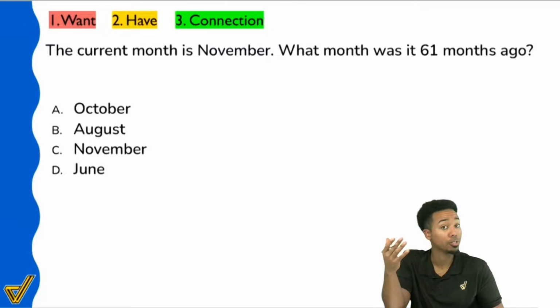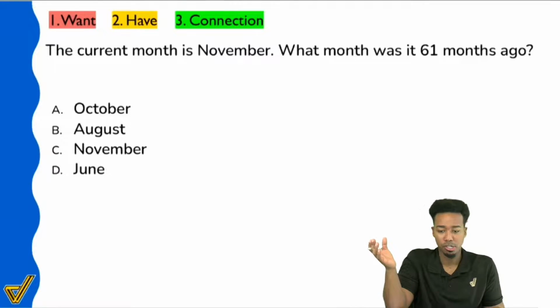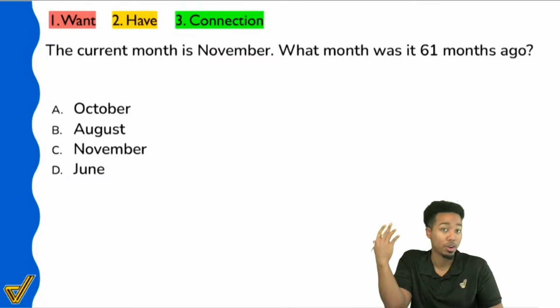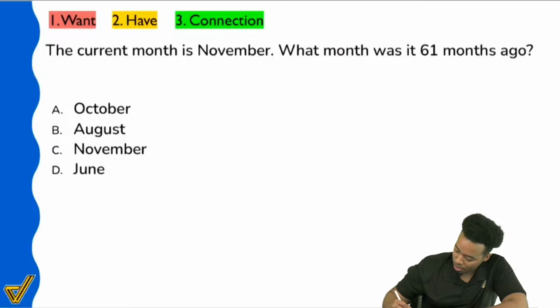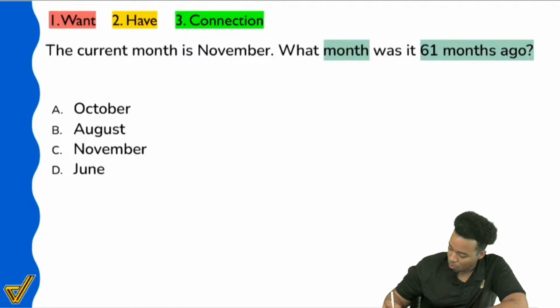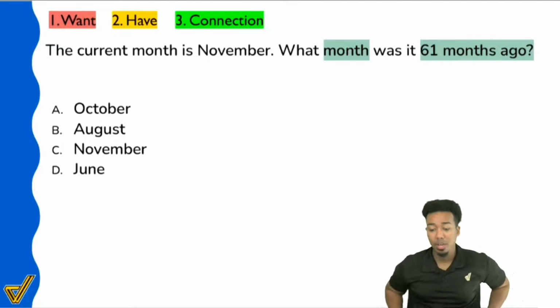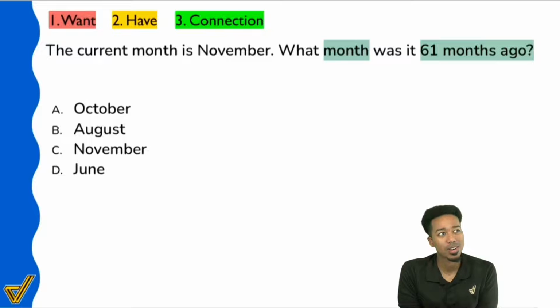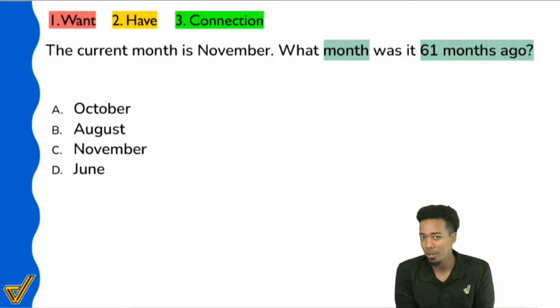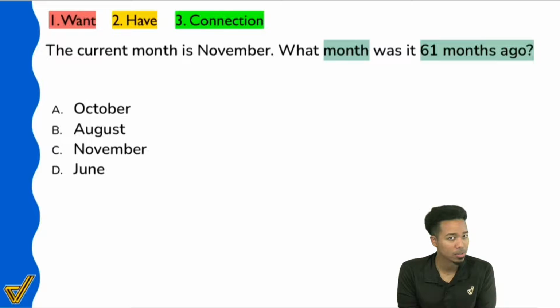So, Jesse, to be a little more specific, not just any month, right? We're not just going to say January or February or March or April. They're asking, what month was it 61 months ago? So everybody, if we're saying 61 months ago, are we looking forward 61 months or backwards 61 months? Which way are we going? We're going 61 months backwards.